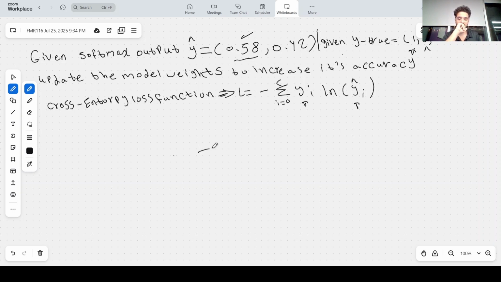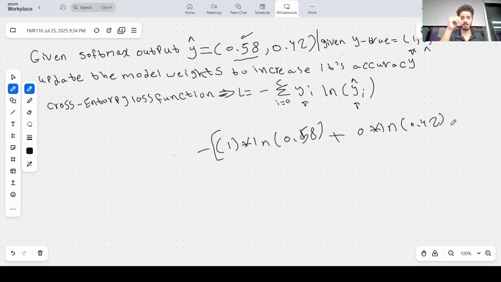So it will be negative: y_i is 1 times ln of y predicted, which is 0.58, plus 0 times ln of 0.42, which will be 0. So what happens here? If this value is 1, we will get a loss of 0, which means our model is perfect. The highest probability is 1, actually.